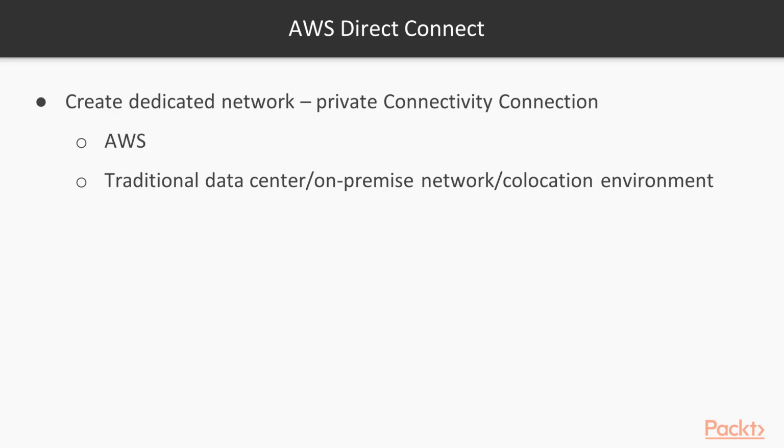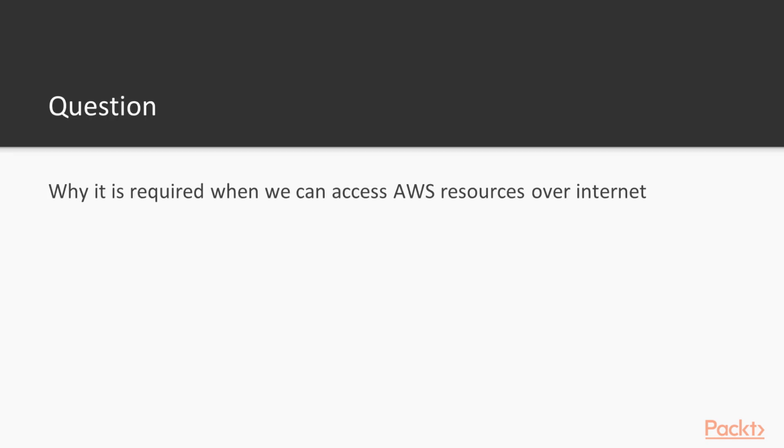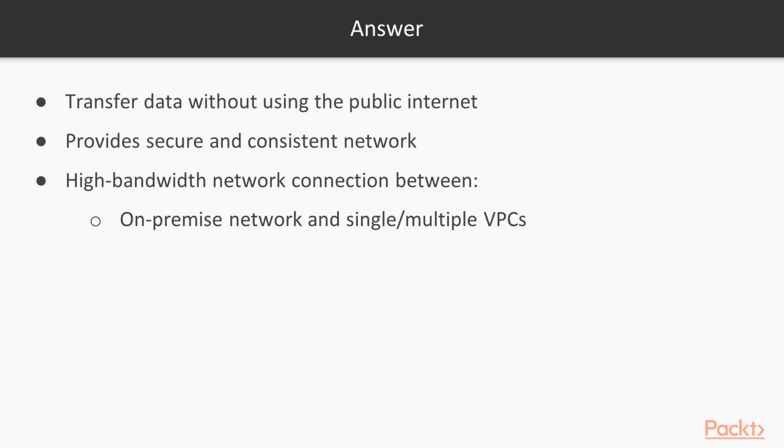AWS Direct Connect provides a facility to create a dedicated private network connection between AWS and a traditional data center or on-premise network or co-location environment. The very first question should be, why is it required when we can access AWS resources over the Internet? The answer to this question is, it is used to transfer data without using the public Internet. It provides a secure and consistent network. A high bandwidth network connection between on-premise network and single or multiple VPCs is available in AWS.